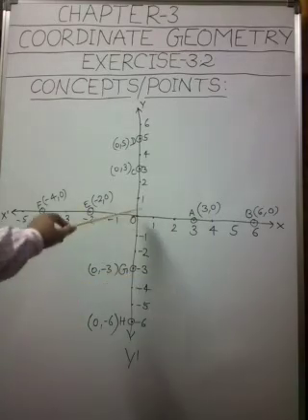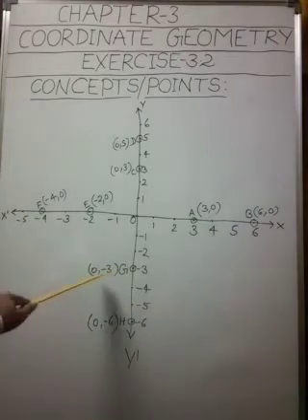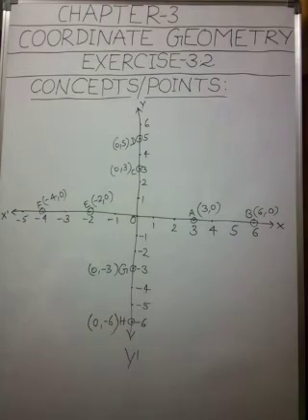Similarly, come to the point G. The point G is at a distance of 3 units, measured along the negative y-axis. So its y coordinate is -3, and it is at a distance of 0 units from the y-axis. So its x coordinate is 0. Understood the coordinates of the point G, my dear children?